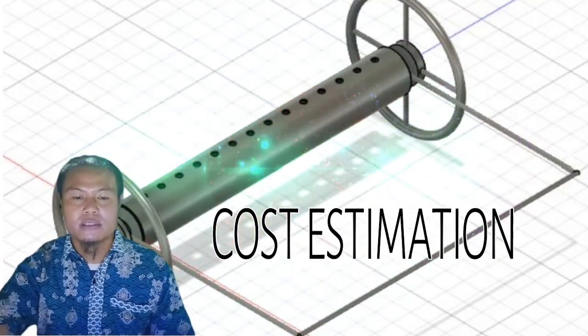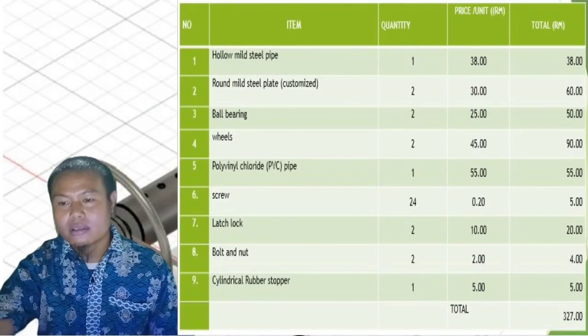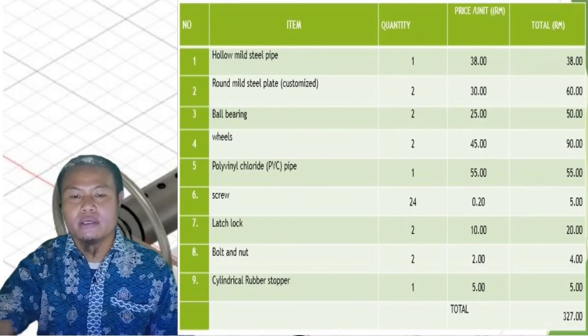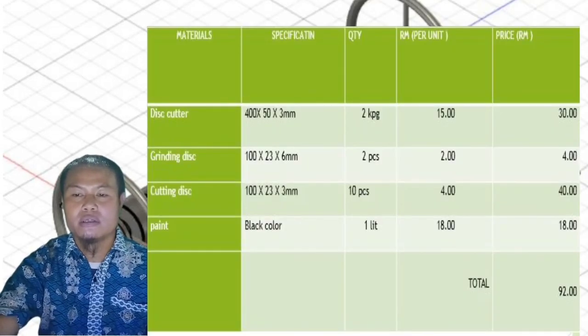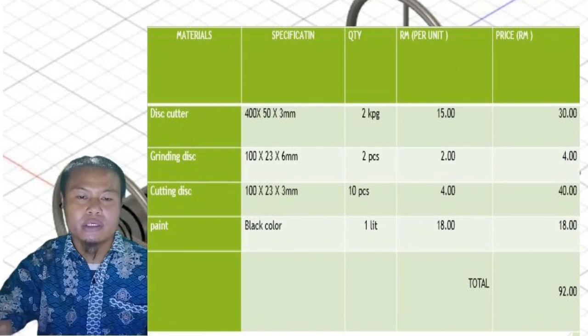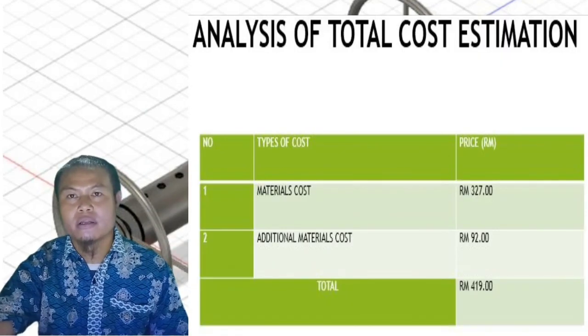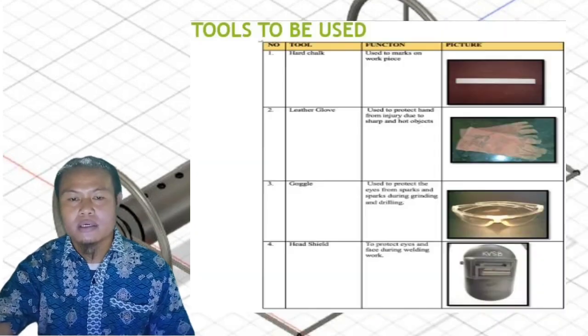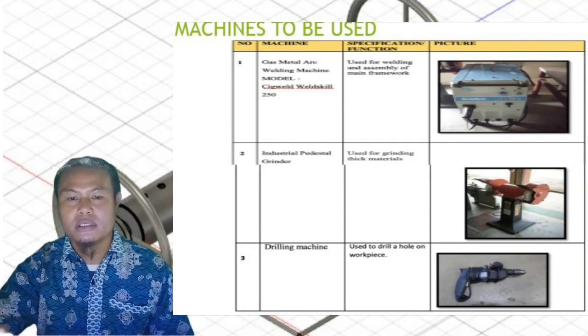Cost estimation. The total cost of material is 327 ringgit, and then the cost of additional material is 92 ringgit. So the cost calculation is 419 ringgit. Okay, these are the two tools to be used.